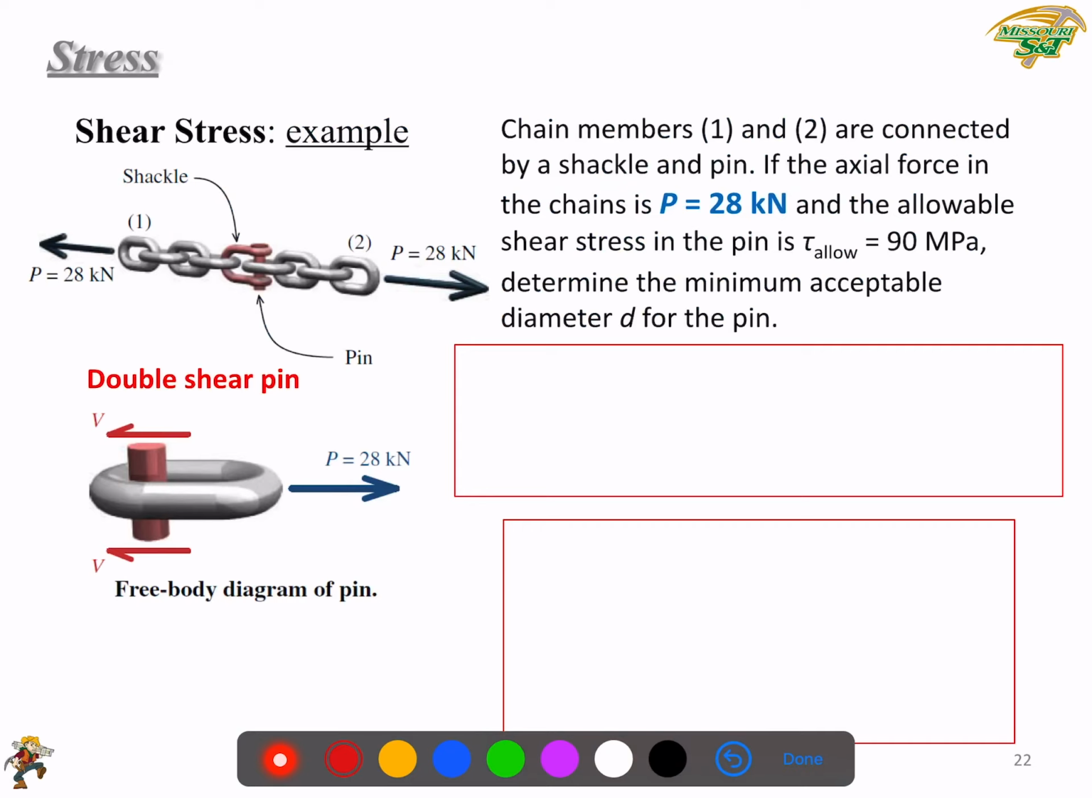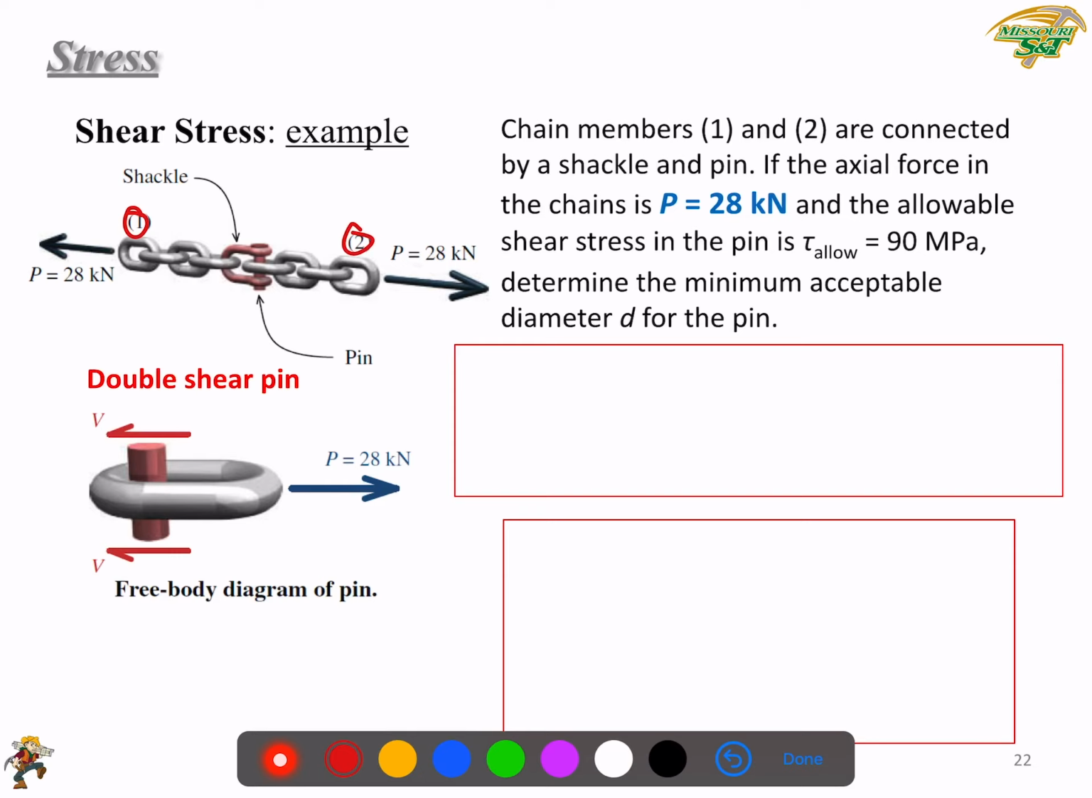Okay, example regarding shear stress. Here we have chain members 1 and 2, chain number 1 and chain number 2, connected by a shackle and a pin. If the axial force in the chains is P equals 28 kilonewton, and the allowable shear stress in the pin is tau allowable equals 90 MPa, determine the minimum acceptable diameter D for this pin. So this is a simple design problem. We will talk about more details of this type of calculation in chapter 2. Here we just go through it briefly.